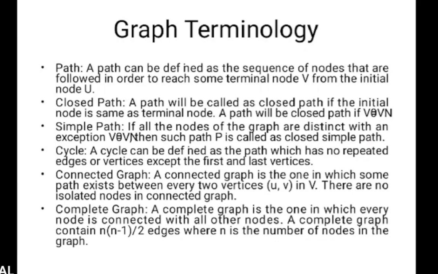Now, this is graph terminology. We say there is a path. A path can be defined as the sequence of nodes that are followed in order to reach some terminal node V from the initial node U. So starting from a node, if we can follow the edges and reach another vertex, then we say that there is a path.